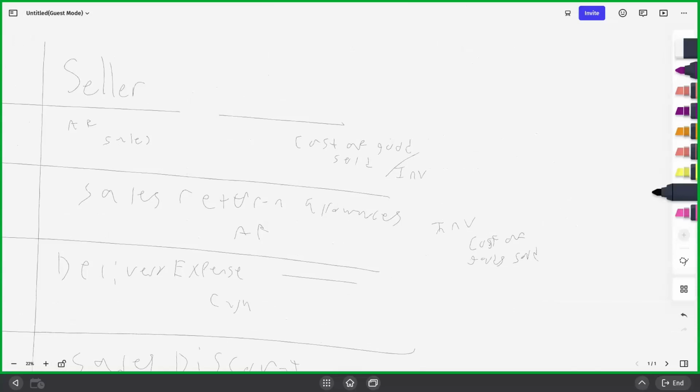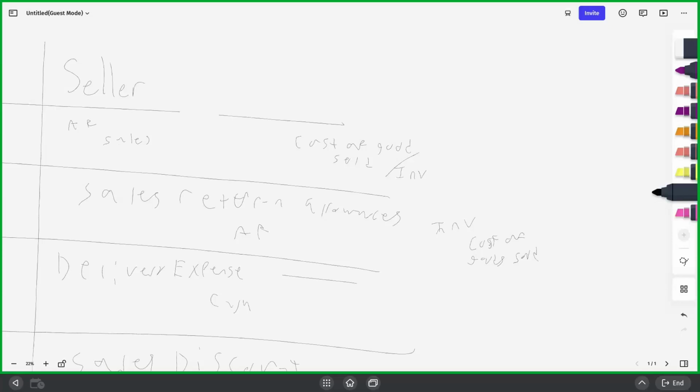As far as the inventory goes, you have to consider, all right, I lost inventory, so we credit our inventory and we get this new account called cost of goods sold, which is an expense account. That is specifically used to track, all right, when did we lose inventory?